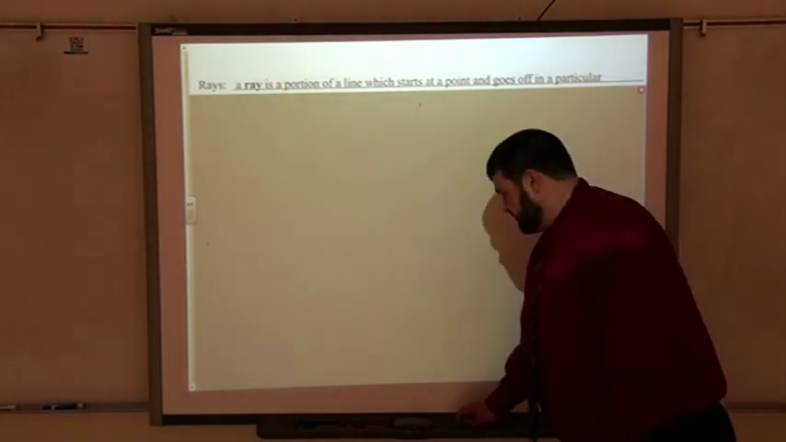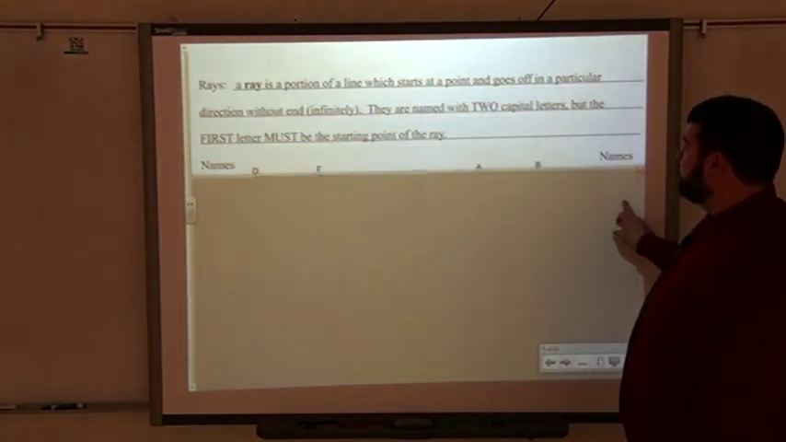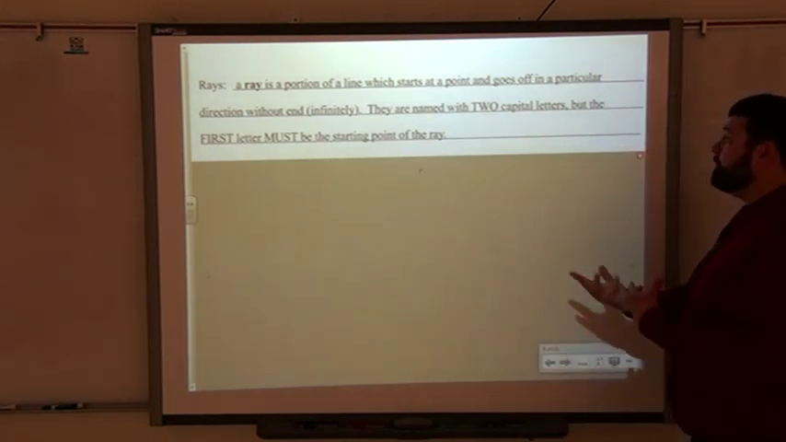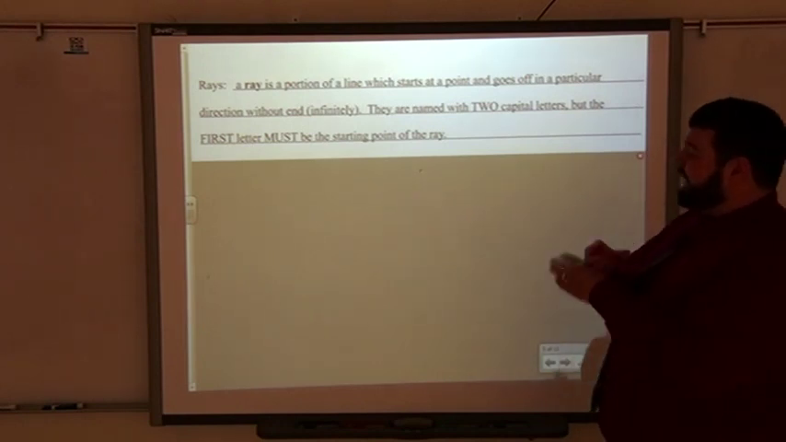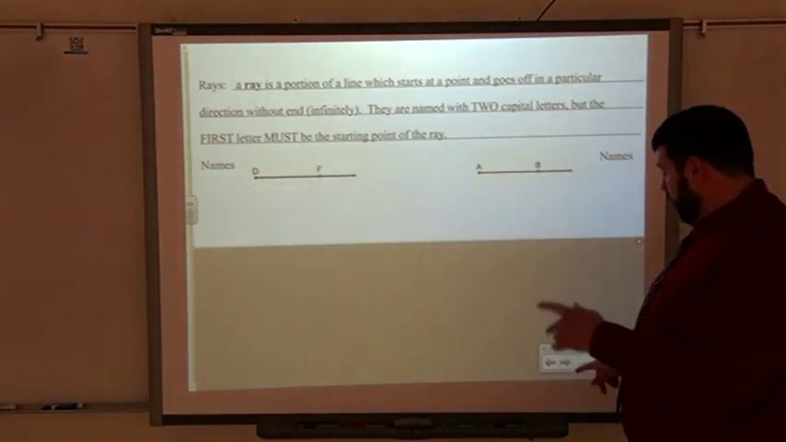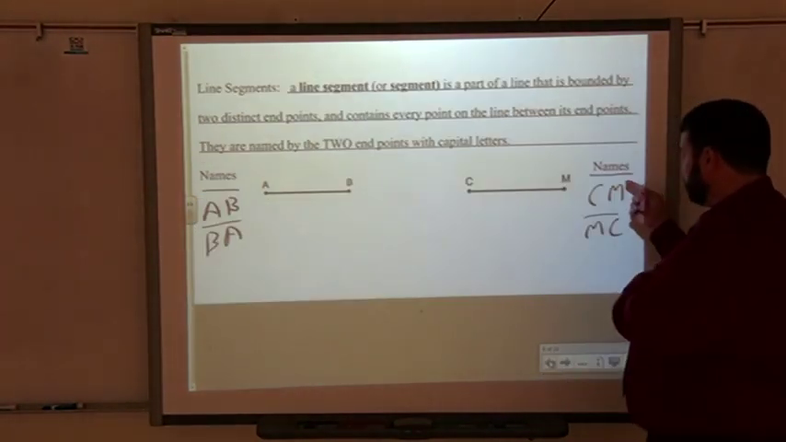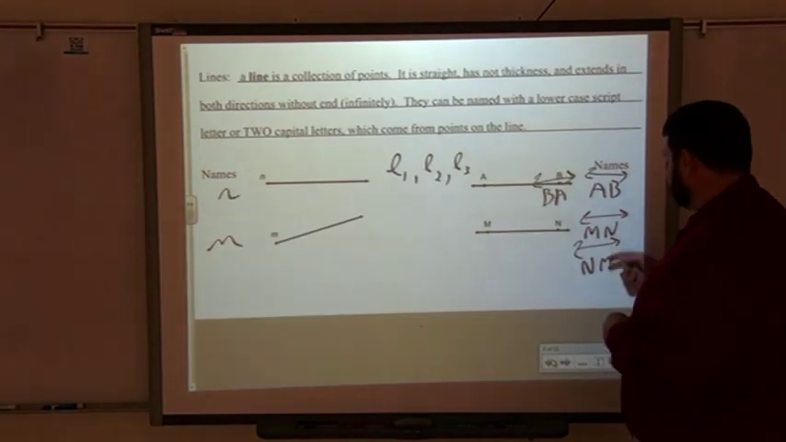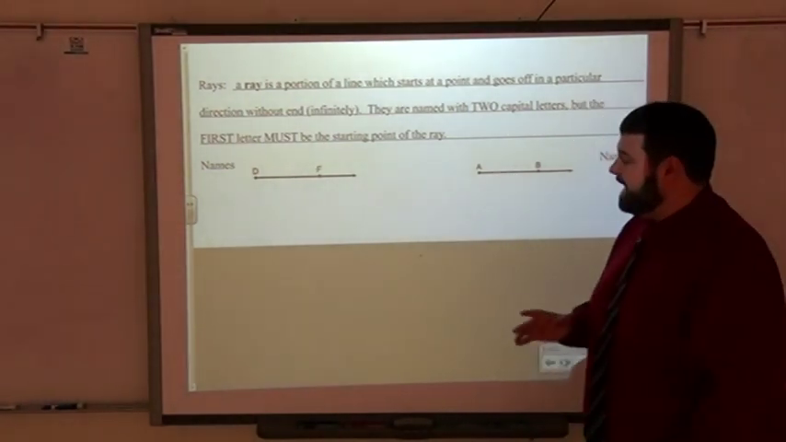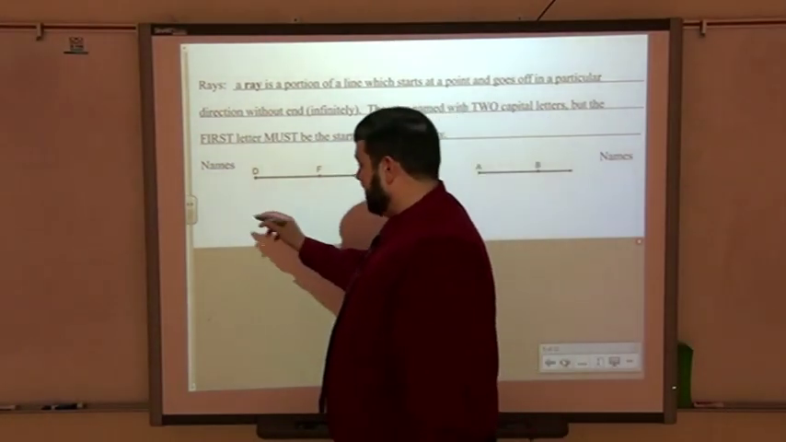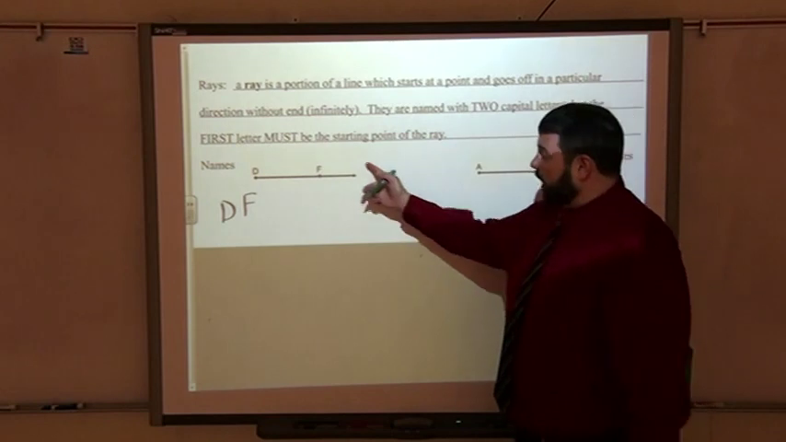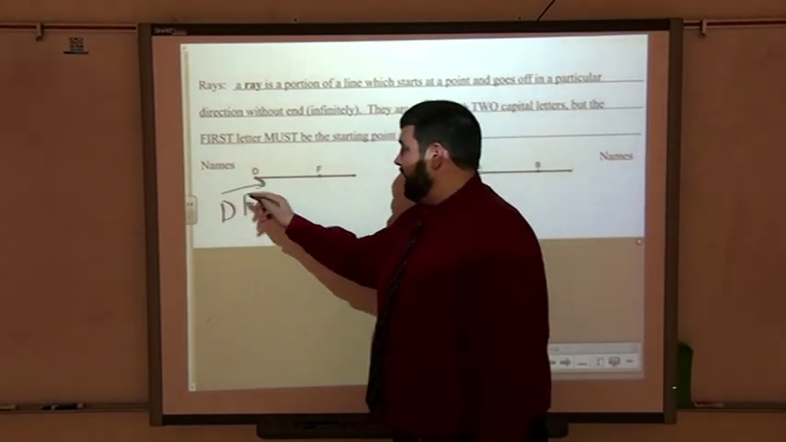Now a ray is a portion of a line which starts at a point and goes off in a particular direction without end. They're named with two capital letters, but the first letter must be the starting point of the ray. So where for the line and the line segment we could go both ways, we could call it CM or MC, and this one we could say MN or NM. For the rays, I am stuck with how I need to name it. So for DF, that's exactly how we would have to name it, D to F, and because there's only one arrow at an end, that's how I need to do that.